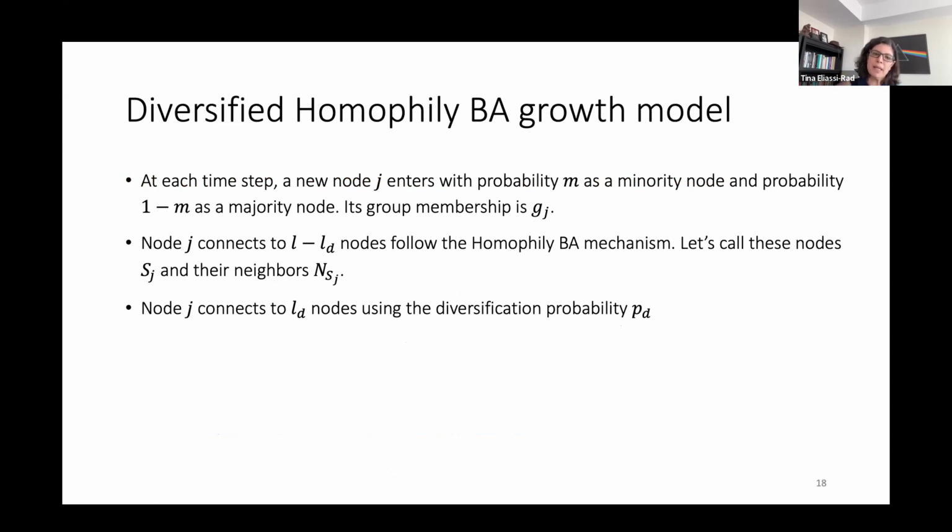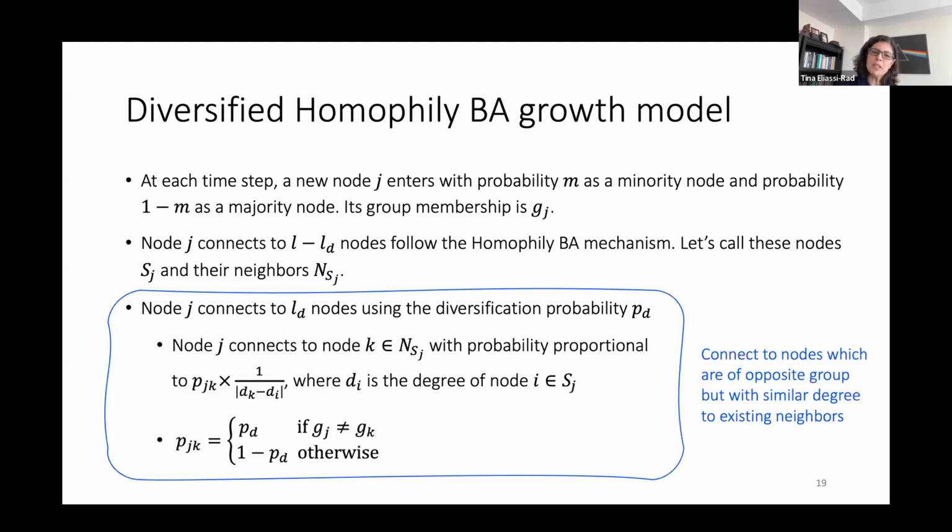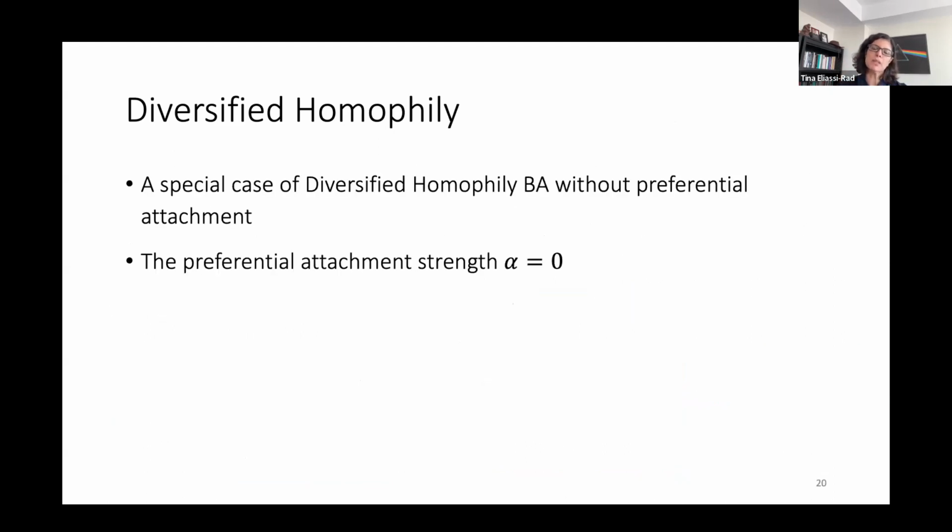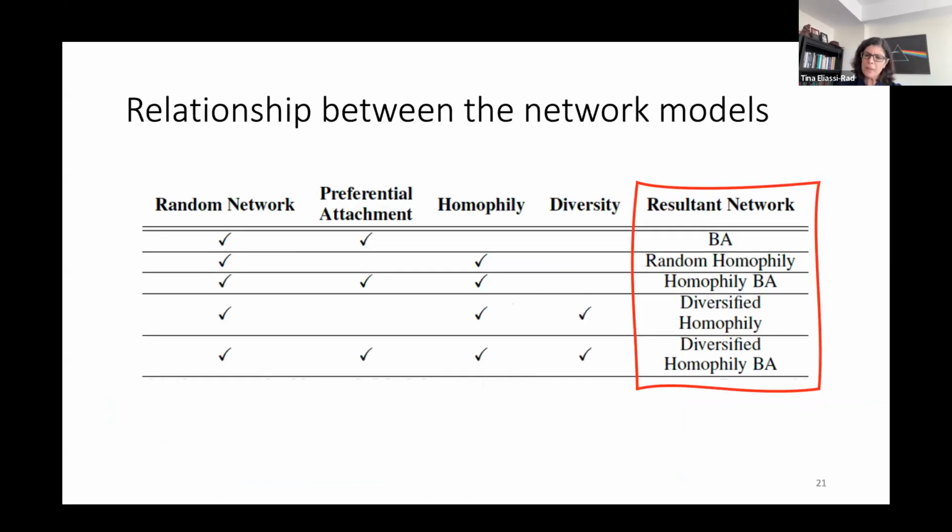Now, because you're trying to diversify, L minus LD of the edges follow the homophily BA mechanism. And then you have this LD, the number of diversified edges. We connect those so that this new node connects to the opposite group, but with similar degree. We don't want a new node, let's say a majority node, connecting to a minority hub, because that is typically unrealistic. So we would like to connect this new node to nodes of the opposite group, but with similar degrees between the existing neighbors, so that they have similar context. And then we also do the diversified homophily where you do not have preferential attachment. So this gives us all these different network models of how networks can grow.